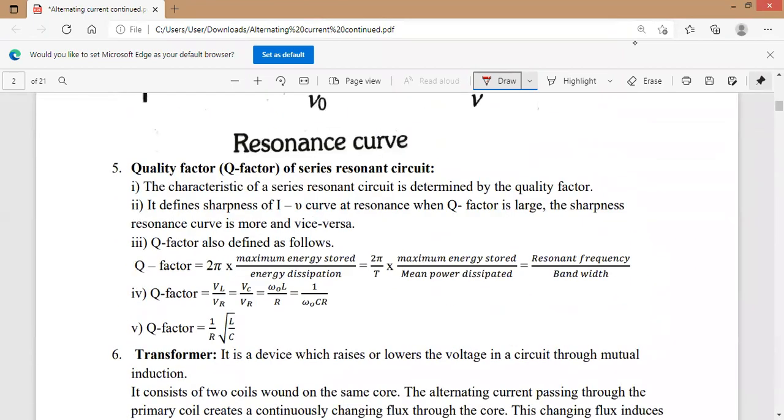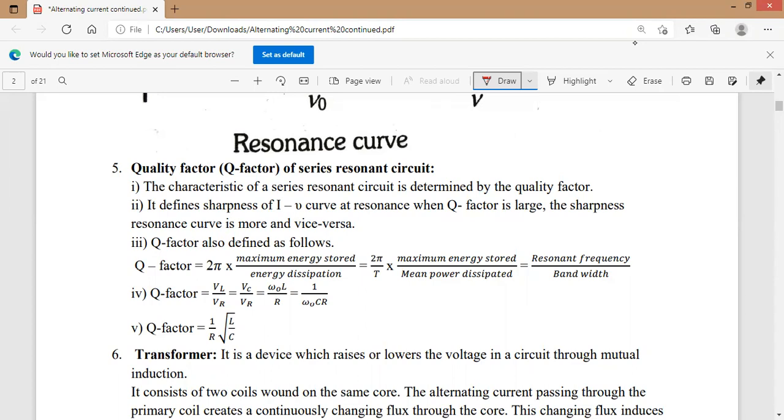Next, quality factor in the series resonant circuit. The characteristic of a series resonant circuit is determined by the quality factor. It defines the sharpness of the current frequency curve at resonance. When the Q factor is large, the sharpness of the resonance curve is more, and vice versa. If the Q factor is small, then the sharpness is very less.